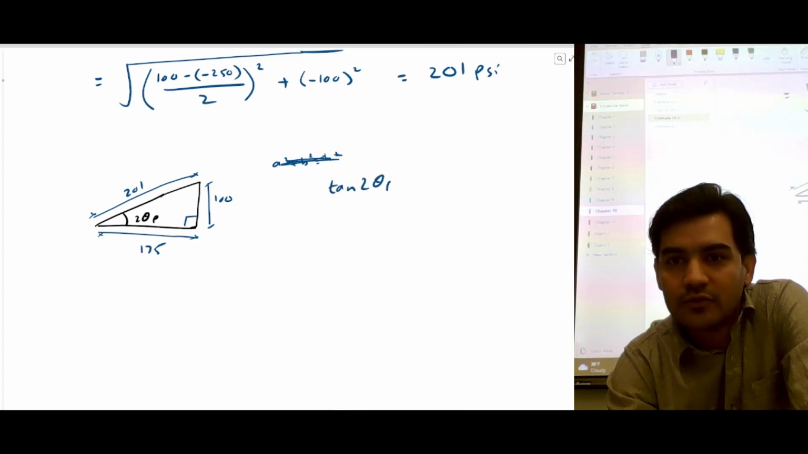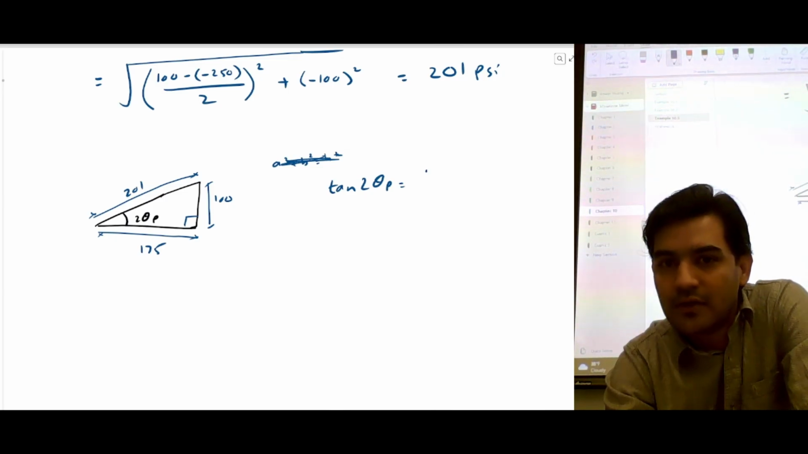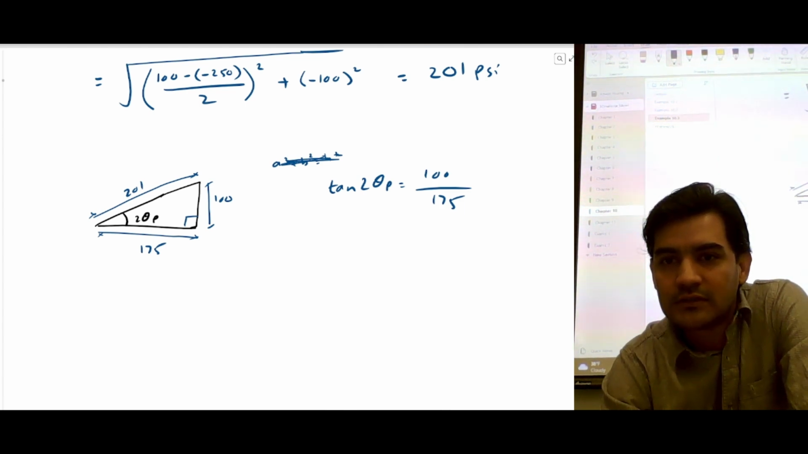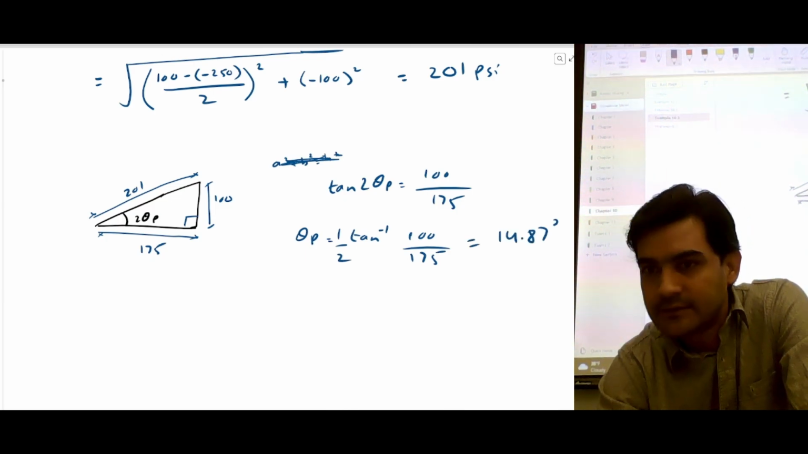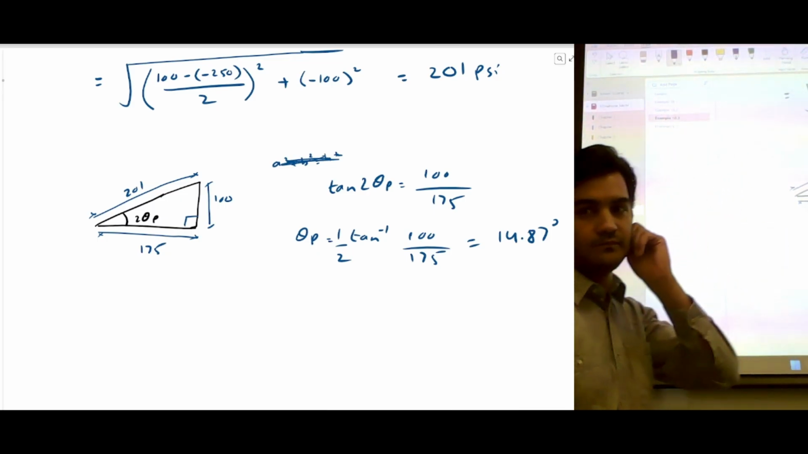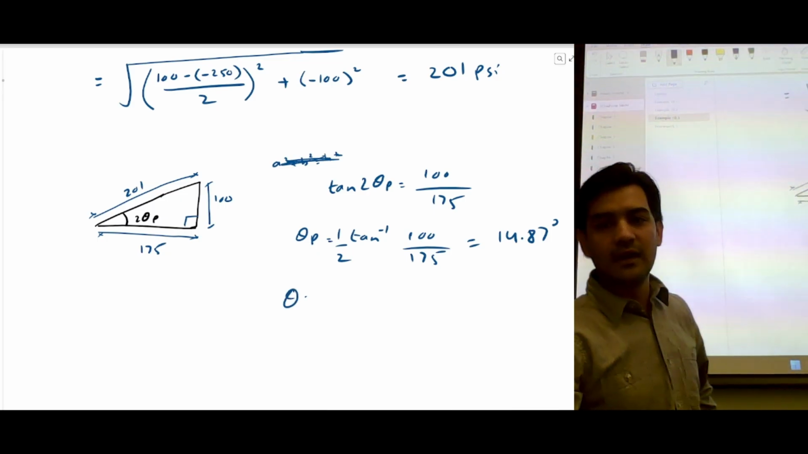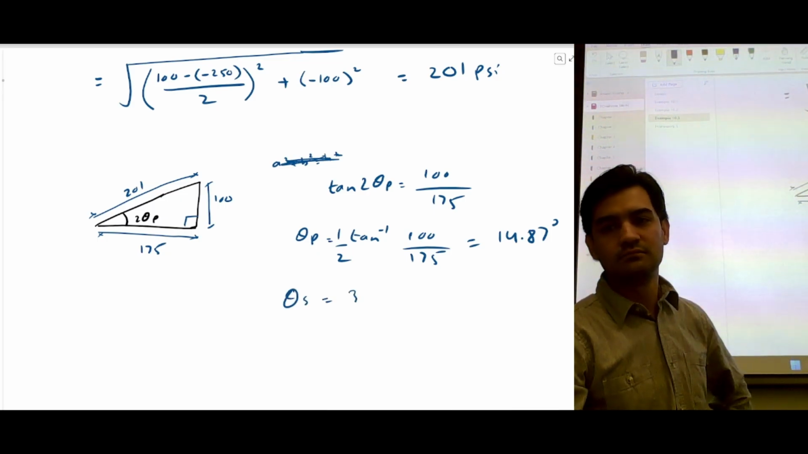You can use any angle, but I'm going to use tan. So 2 theta p is going to be perpendicular over base. Base is 175. If you solve this, theta p is tan inverse of 100 over 175, times 1 divided by 2, and you're going to get 14.87 degrees. Similarly, if you calculate theta s, you're going to get 30 degrees.